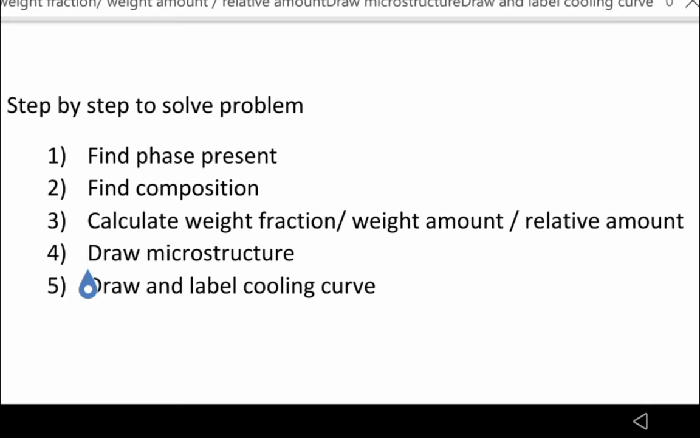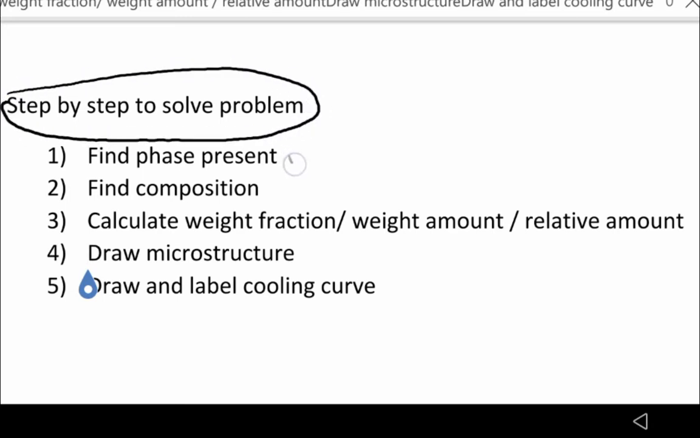Okay, how to solve problems in chapter 2. As I mentioned before, three types of phase diagram: the first, no solid solution; limited solid solution; and also isomorphous. Step by step to solve problems.